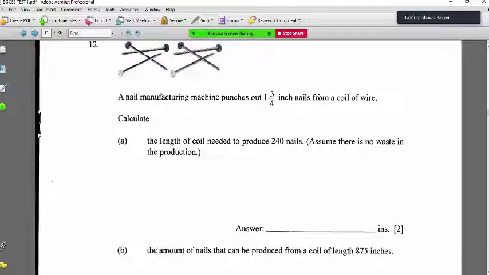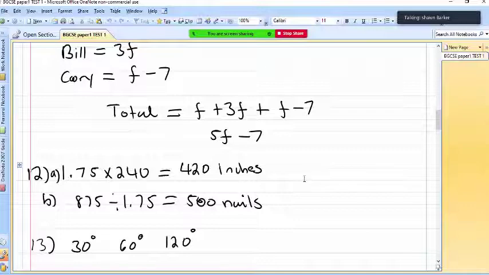So in this case, we know that the machine punches out 1 3/4 inch nails from a coil of wire. All right, so one nail is 1 3/4 inch. So how long will the coil be needed to produce 240 nails? So therefore, you just simply multiply.